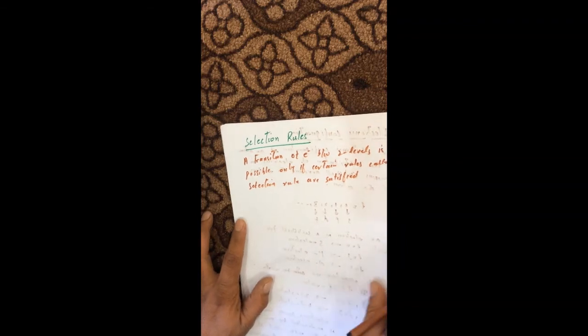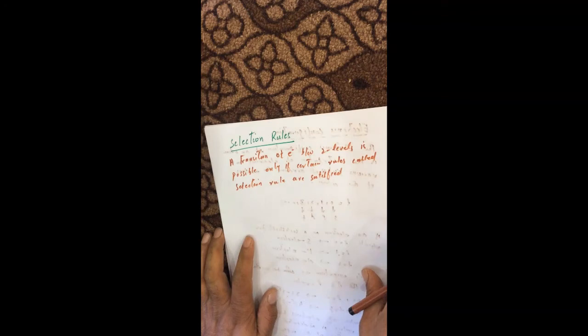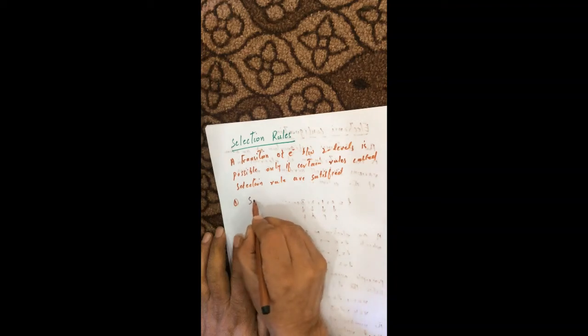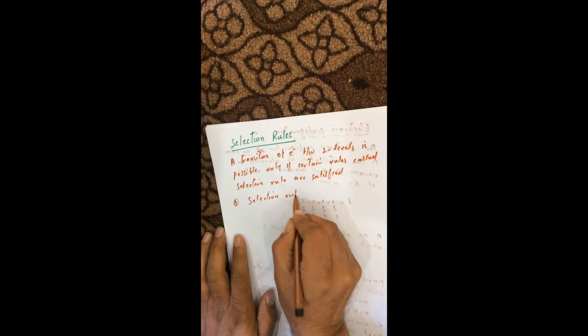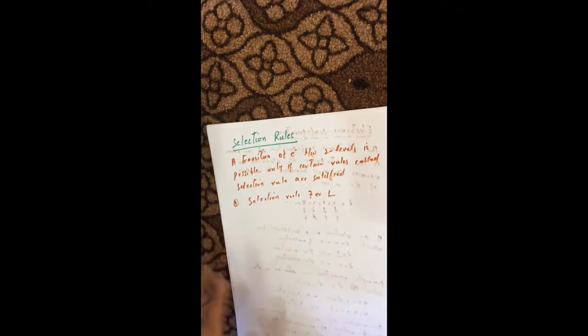Now these selection rules are listed below. We have, I think, 4 selection rules. We will discuss each one by one. The first selection rule is the selection rule for orbital angular momentum.